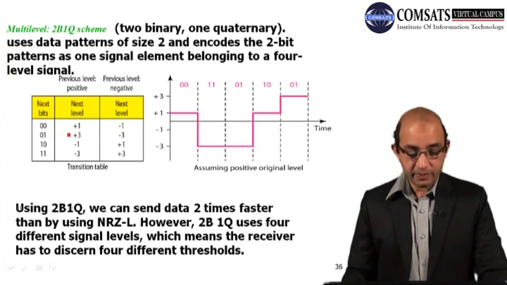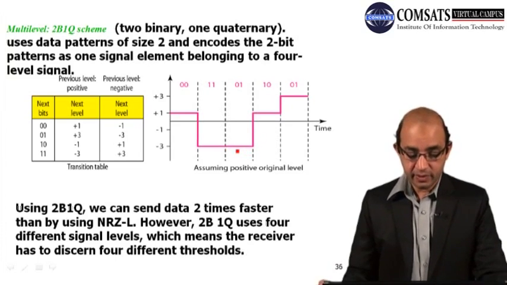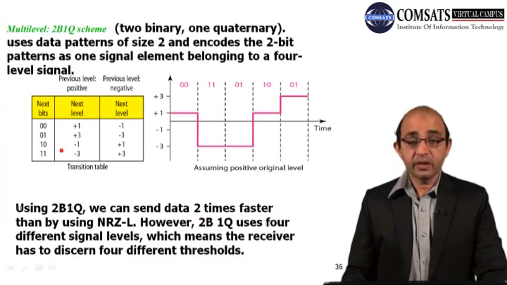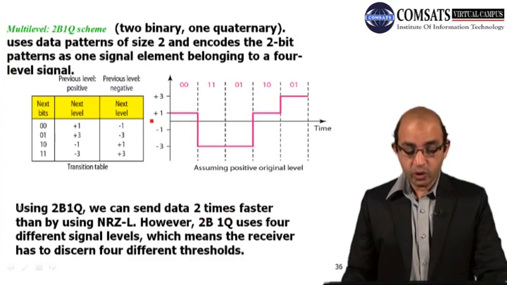If our previous level is minus 3, then our next level will be retained as minus 3. Then 1 0 is minus 1, and the next level for 1 0 is plus 1. That's why we have plus 1 over here, and then 0 1, so again we have plus 3. It sends data 2 times faster because we are sending 2 bits in one signal, right?